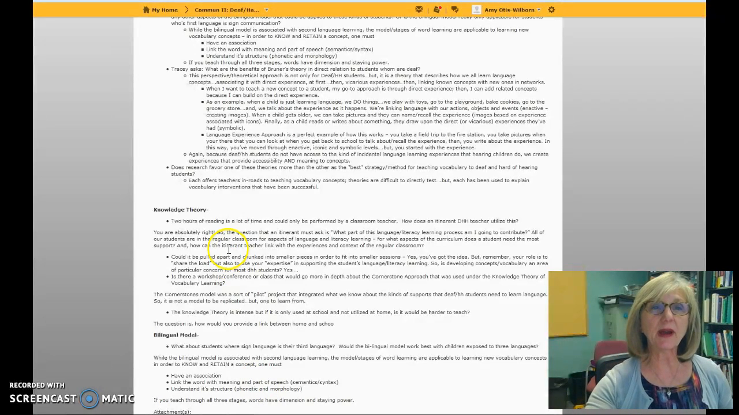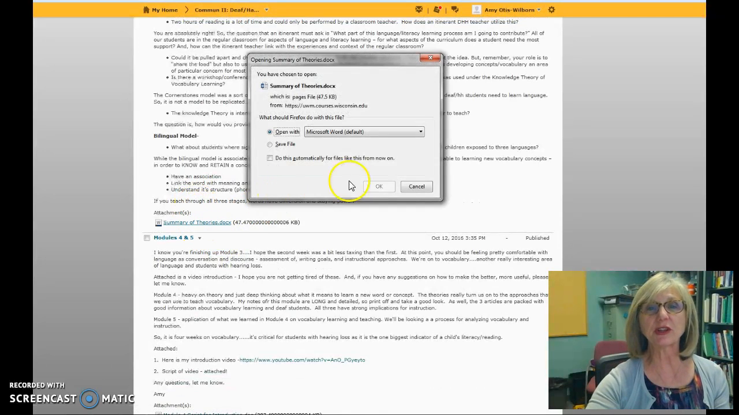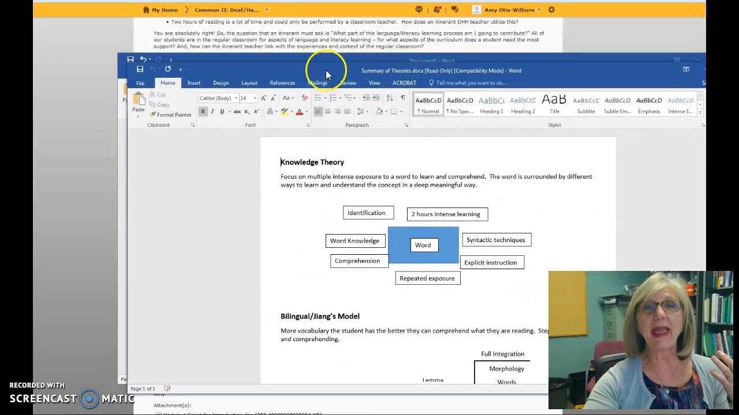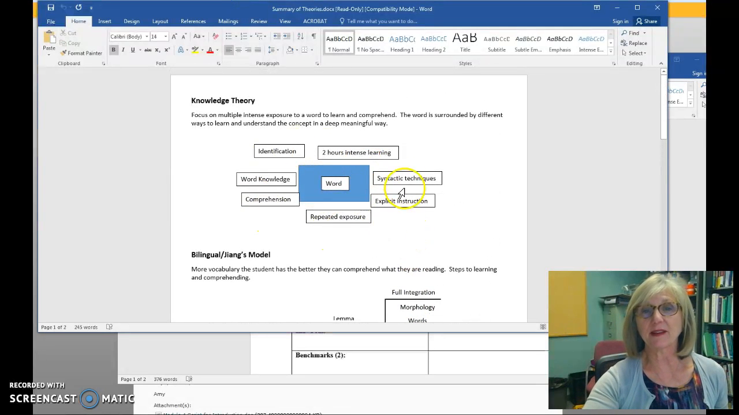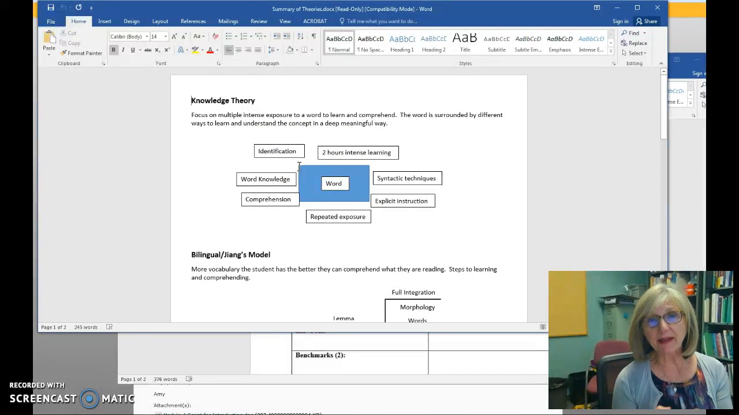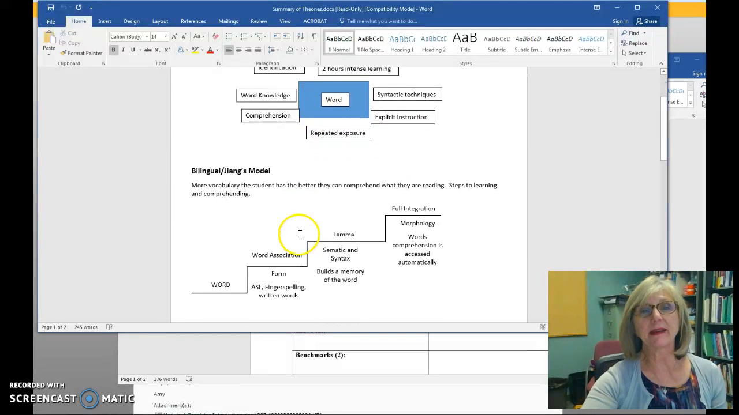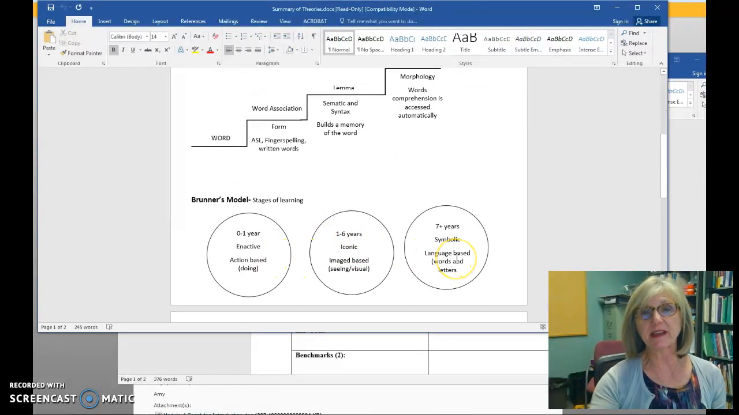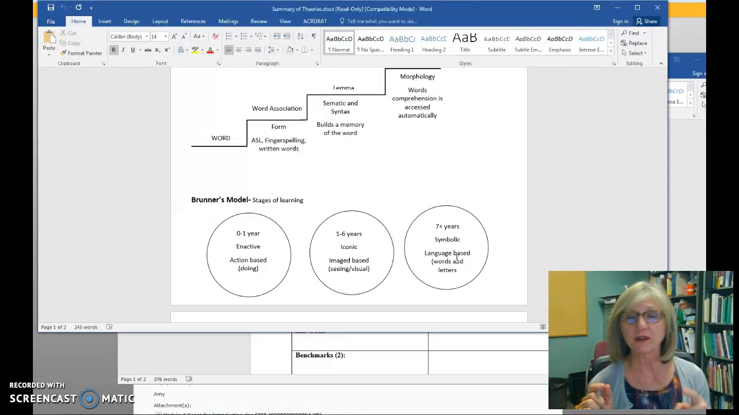So I do answer your questions here, but one of the things I wanted you all to look at is, because I thought this was great, Group 2 did a visual of each of the concepts, and it really does tell you the most important aspects of each of the theories. So the knowledge theory and the bilingual theory that works in stages, and then Bruner's that takes you through from experience to then symbols, like in words or sentences.